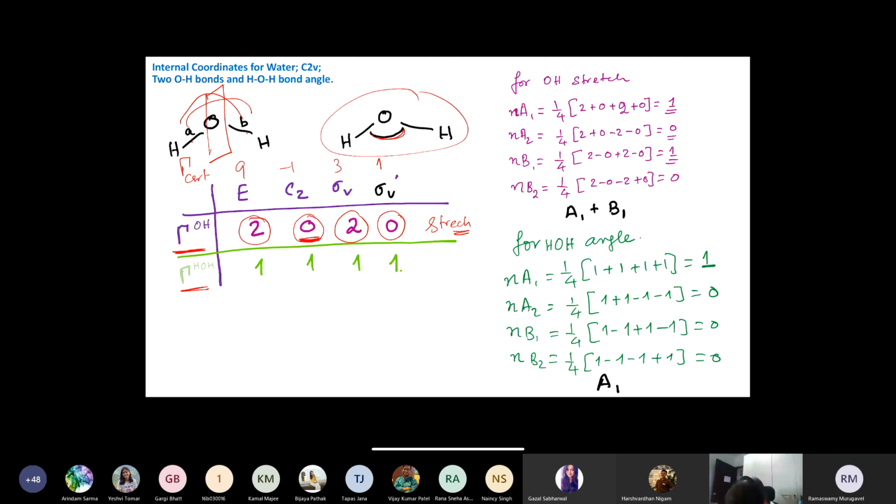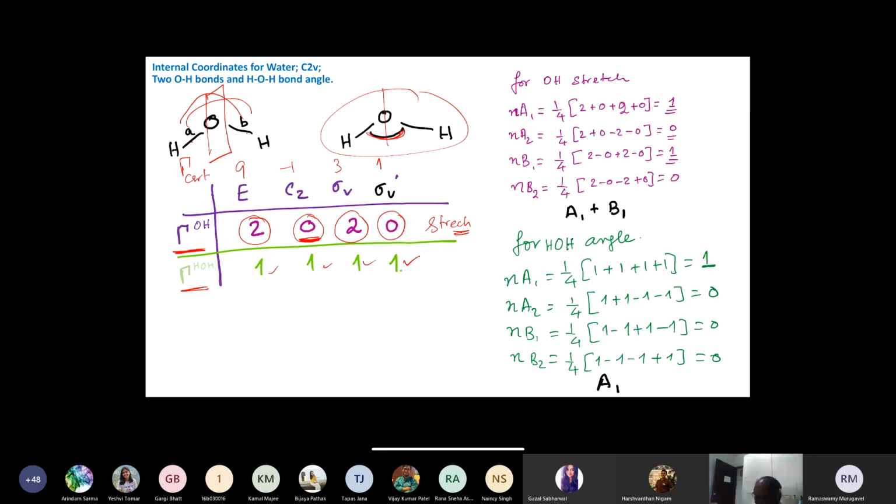now if I operate E, it remains where it is. If I do the C2, the angle remains where it is. If I do sigma V, which is the plane, it remains where it is. I do sigma V prime, it remains where it is. So essentially you get a character of 1, 1, 1, 1 as a reducible representation for HOH also.